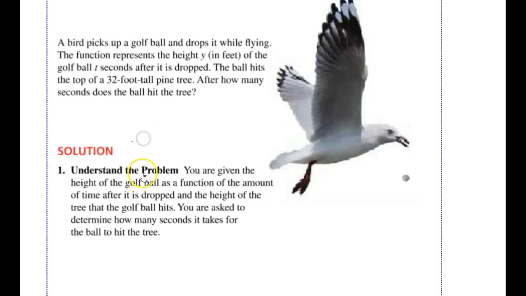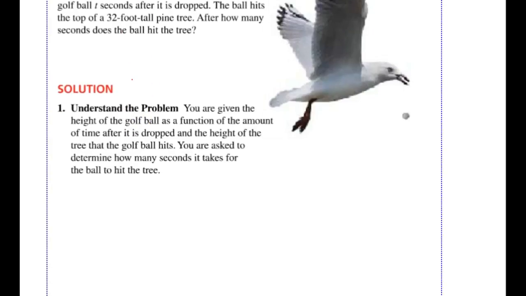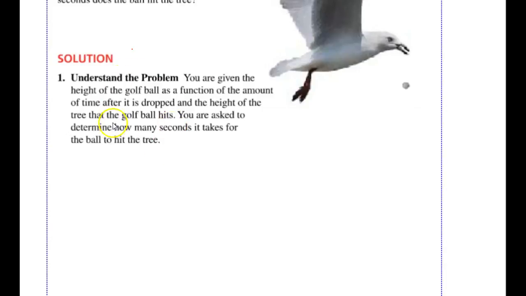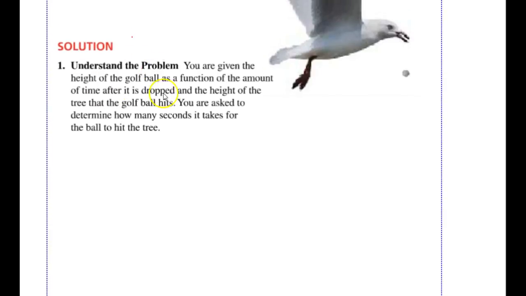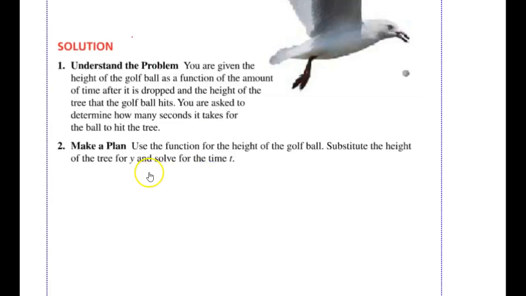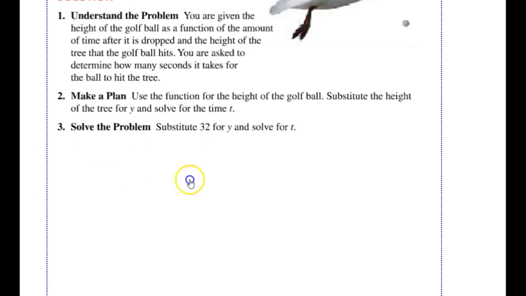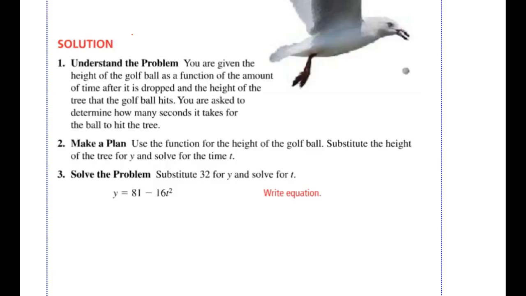So there are many steps we want to do, right? And when you're taking notes on this, don't write all of this out. This is not useful information for you to have. We want to figure out what we're going to actually use. So I know I'm given the height of the golf ball as a function, and I'm given the height of the tree. Okay, so then I have to figure out how many seconds it takes. So I want to use the function for the height of the golf ball and substitute. So I want to substitute 32 for y and then solve for my t, right?